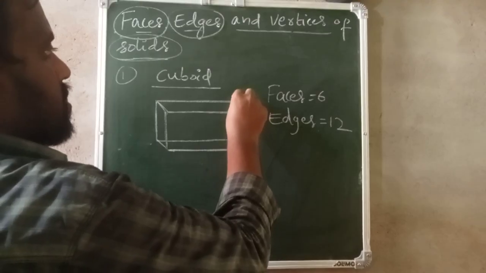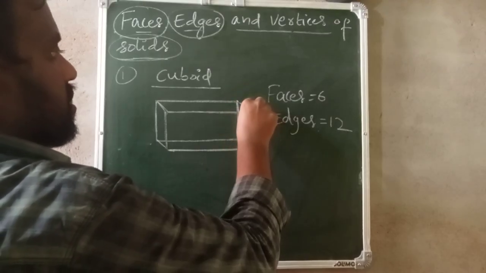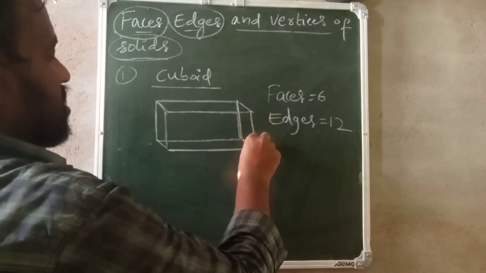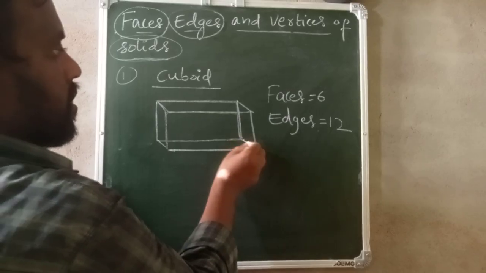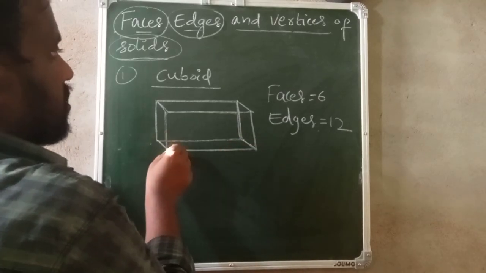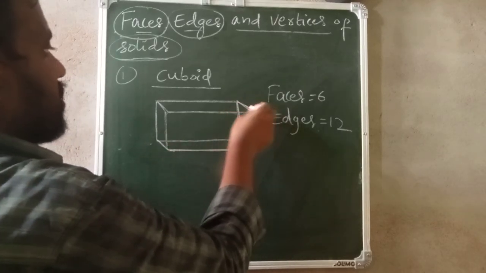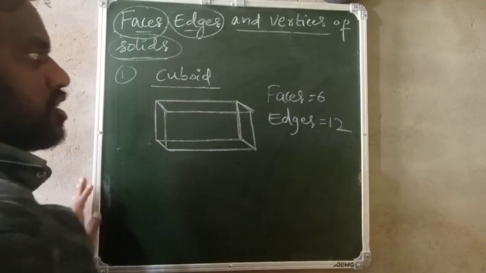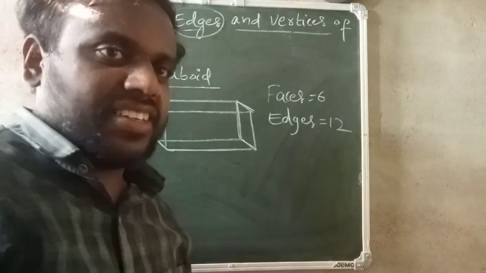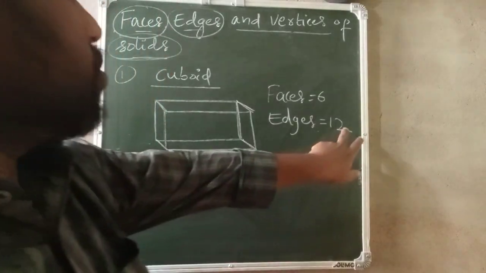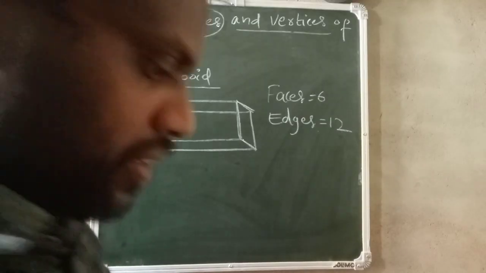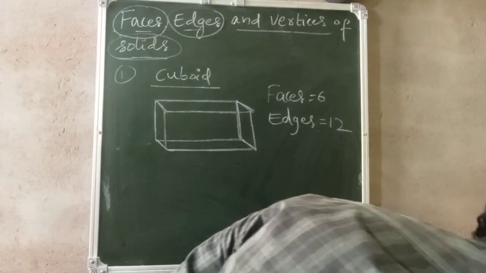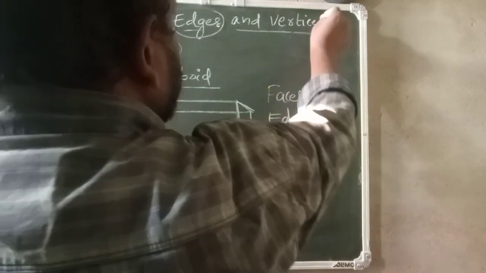Okay. Seventh edge. Eighth edge. Okay. Ninth edge. 10th edge. 11th edge. 12th edge. You got it right? So edges is equal to 12. Okay. Next, vertices. This one.